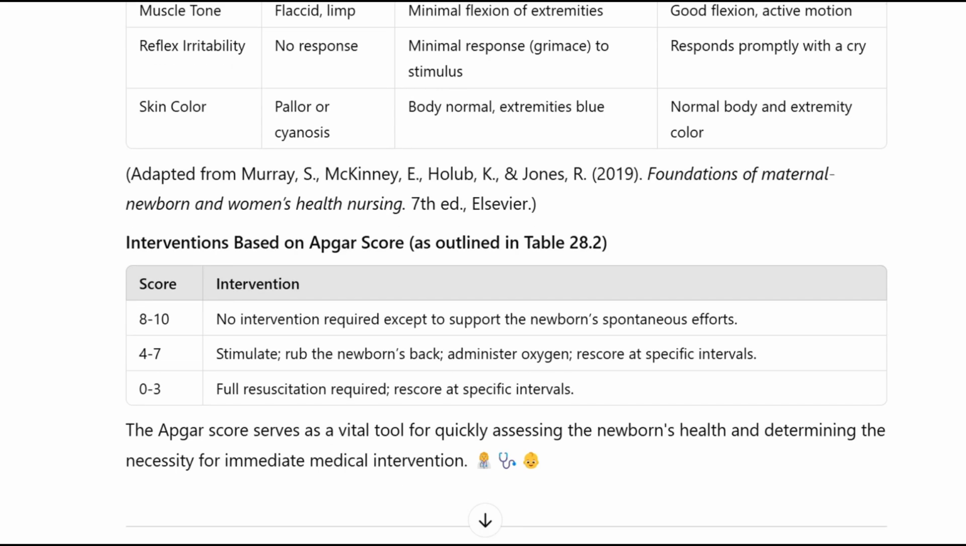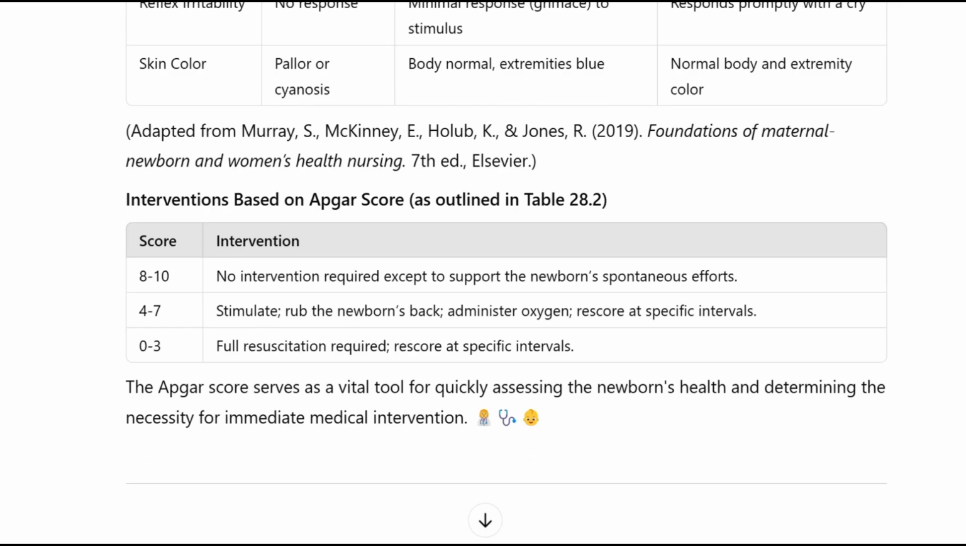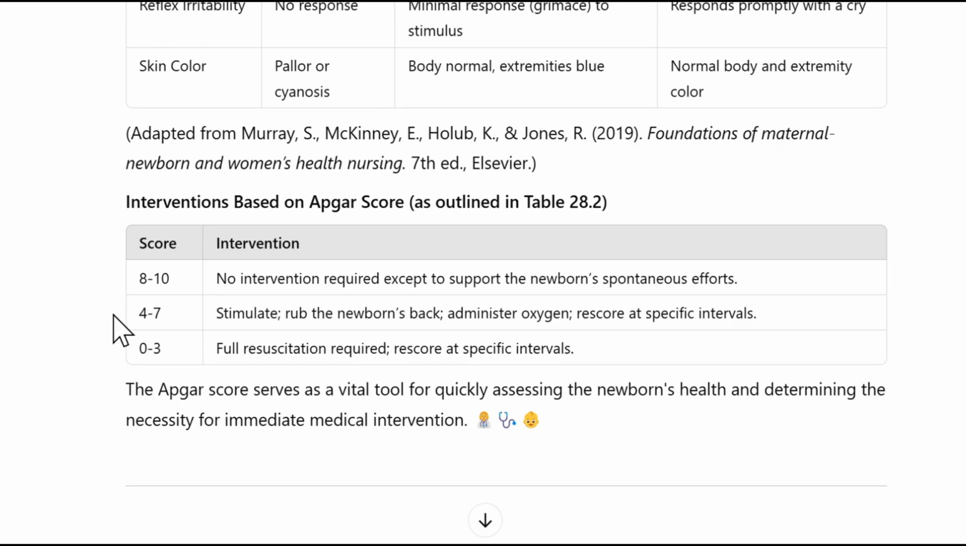Interventions based on APGAR score as outlined in Table 28.2. Score 8 to 10: no intervention required except to support the newborn's spontaneous efforts. Stimulate: rub the newborn's back, administer oxygen, rescore at specific intervals. Score 0 to 3: full resuscitation required, rescore at specific intervals.